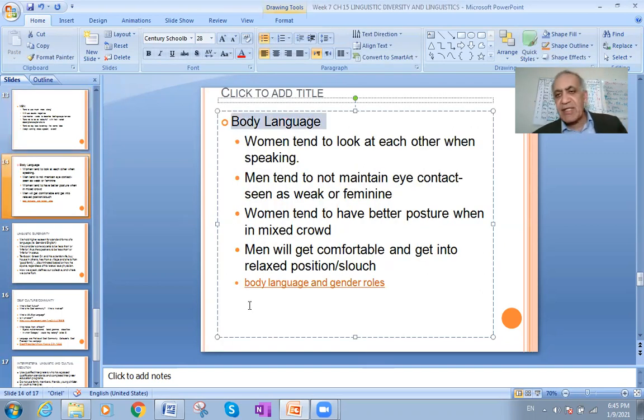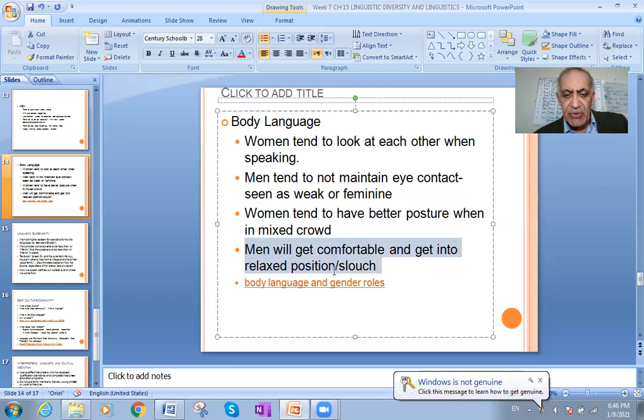how about body language? This is also very important because body language is very common in the whole world. It's universal, known in every place in the world. Women tend to look at each other when speaking. Men tend not to maintain eye contact, as it is seen as weak or feminine. So men do not always keep eye contact like women. Women keep eye contact when they talk with each other. Women tend to have better posture in a mixed crowd. Men will get comfortable and get into a relaxed position.